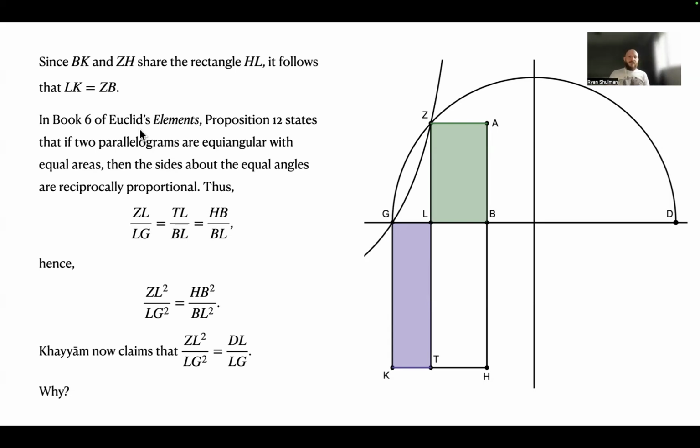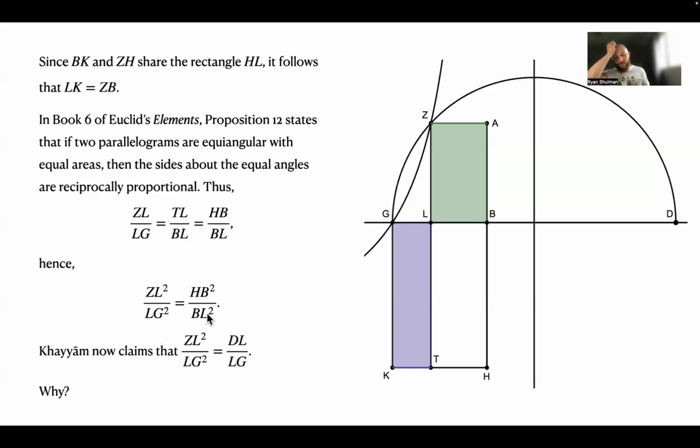And in Book 6 of Euclid's Elements, Proposition 12 states that if two parallelograms are equiangular, which we know these are because they're both rectangles, with equal areas, which we also just proved, then the sides about the equal angles are reciprocally proportional. So what does that mean? That means that ZL right here is to LG as TL is to BL. But notice that TL is equal to HB. So we have that ZL is to LG as HB is to BL. And if we just square both sides, the equality is maintained. So ZL squared is to LG squared as HB squared is to BL squared.